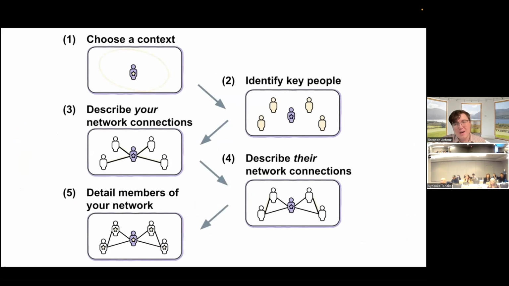The process plays out in 5 steps. We ask people to pick a context, like their academic cohort, their past internship, or their current job. They identify key people in that context. They describe their own network connections, and then their contacts' network connections. So they're providing their perception of who they're connected to, as well as who their connections are connected to. And lastly, they add more details about different members of their network, like demographics that we use to calculate diversity scores.